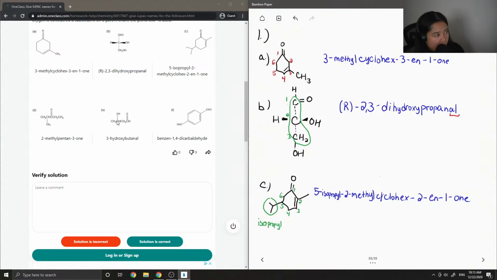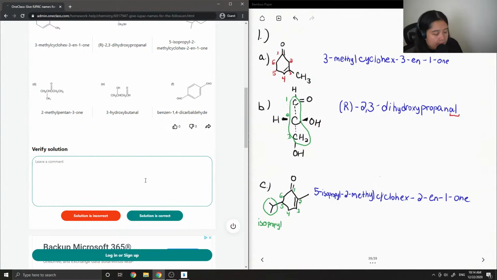For the part E, they started numbering here. So you go 1, 2, 3, 4. So 3-hydroxybutanol. And then lastly, they have a benzene ring this time. And 1,4-dicarbaldehyde. So this shows that there are 2 aldehyde groups on carbons 1 and 4. Okay, so this solution is correct.